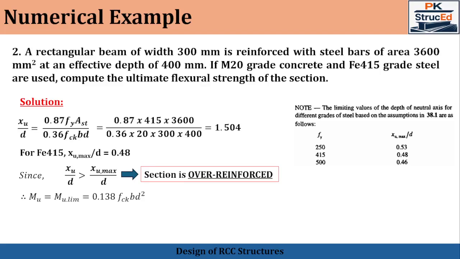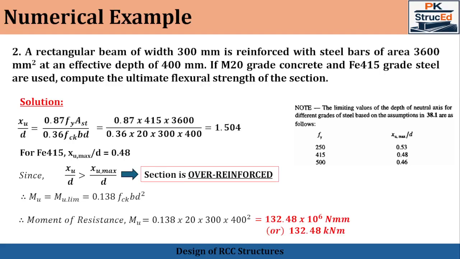Here for an over reinforced section, we never use steel stress directly because the concrete controls the failure. So the moment of resistance, after substituting the values of fck, the width of the section as well as the effective depth of the section, is calculated as 132.48 kilonewton meter.